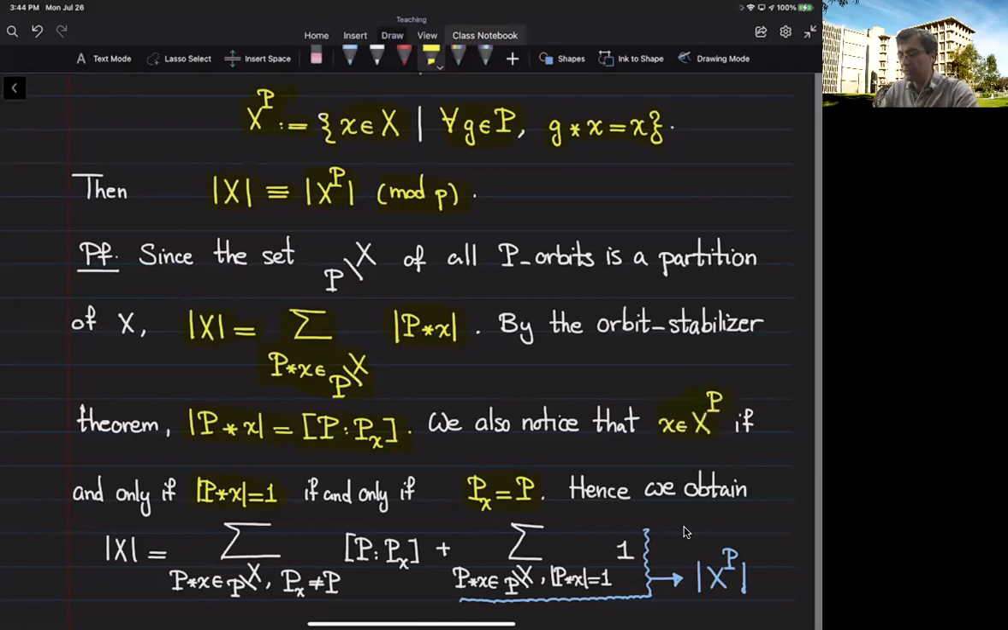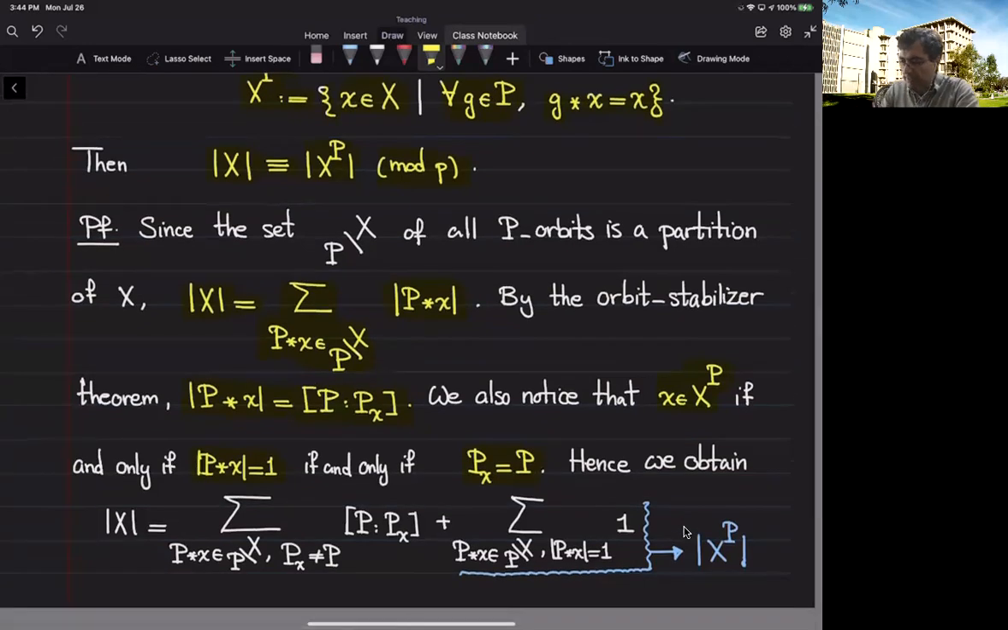X is in the fixed points, the P orbit of X has only one point, the stabilizer subgroup of P with respect to X is the entire P. So that means what? That means if I look at all the orbits, I can separate them in two cases. Either this orbit has only one element, or it has more than one element. If it has only one element, then that one is giving me a point inside the fixed points, and vice versa. If it's in the fixed points, then it gives me one orbit that has only one element.